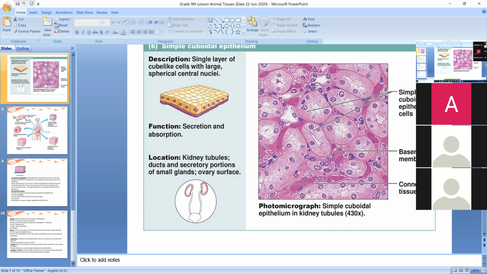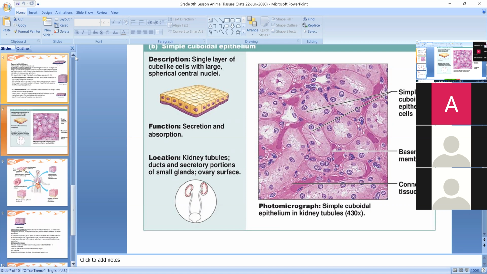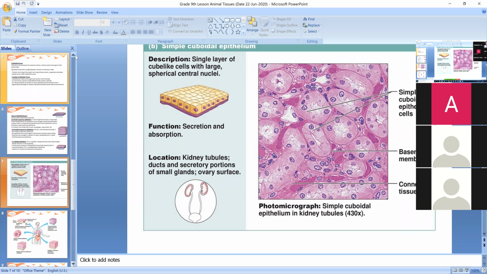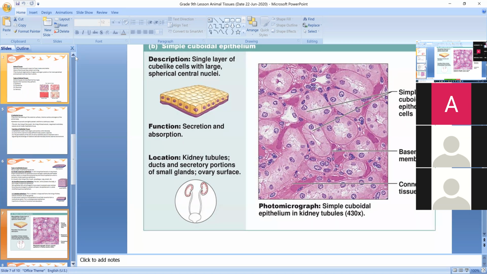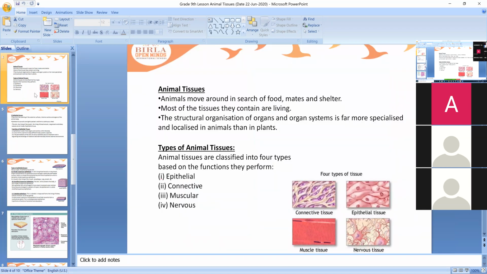What is its function? Its function is secretion and absorption. It looks like this under a microscope. It is present inside the kidney tubules. Now here, if you see the animal tissue, there are 4 types of animal tissues: epithelial tissue, which you can see here in this picture, connective tissue, muscular tissue, and nervous tissue. If you can see it clearly, how it appears.